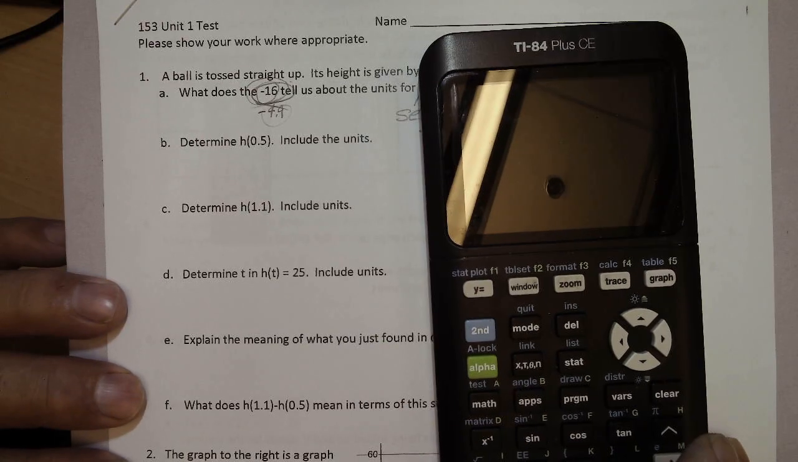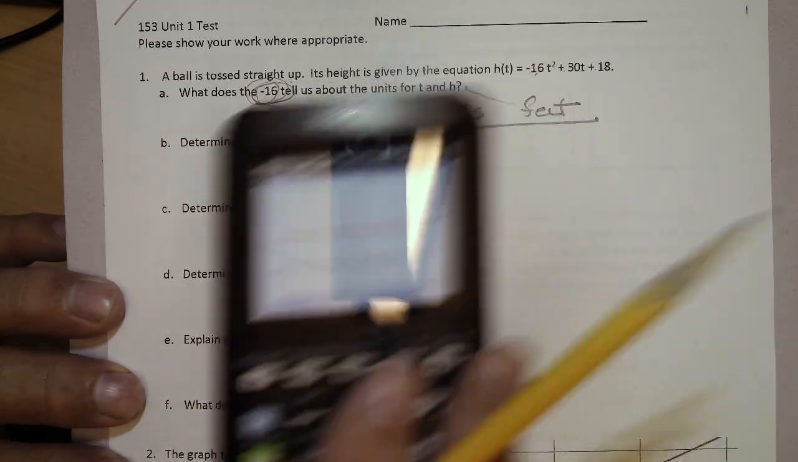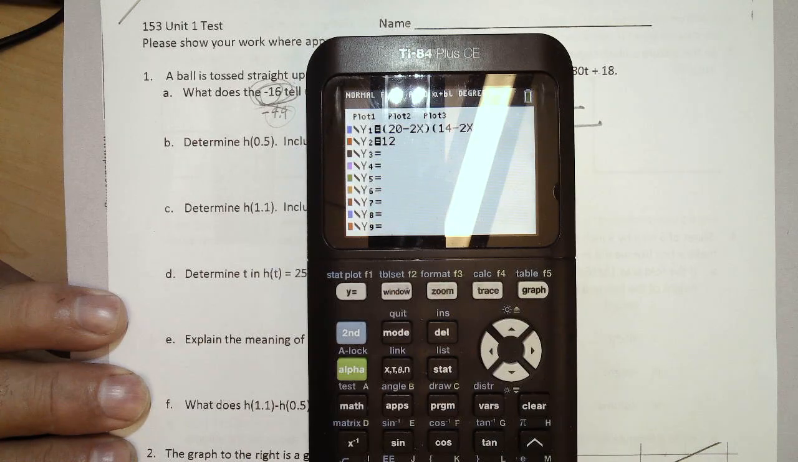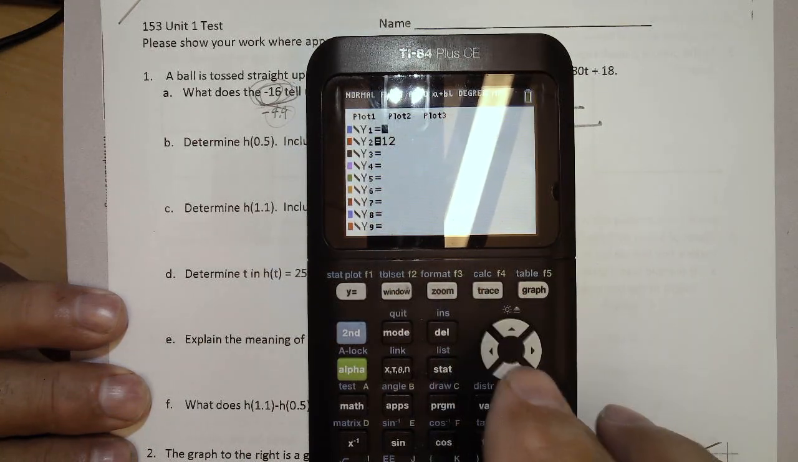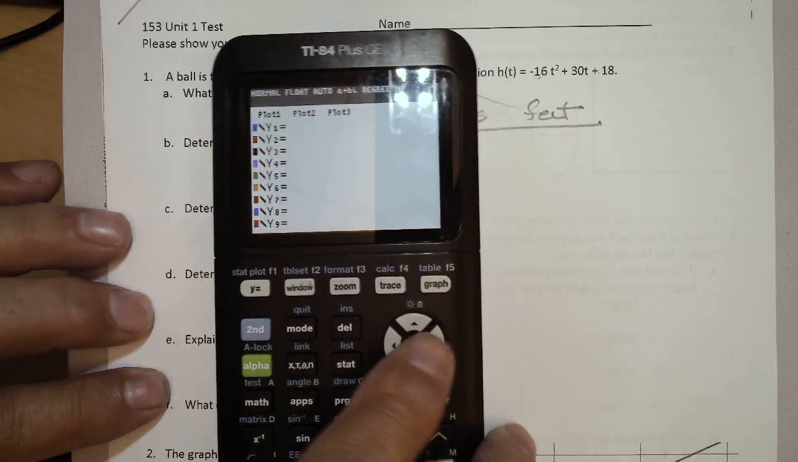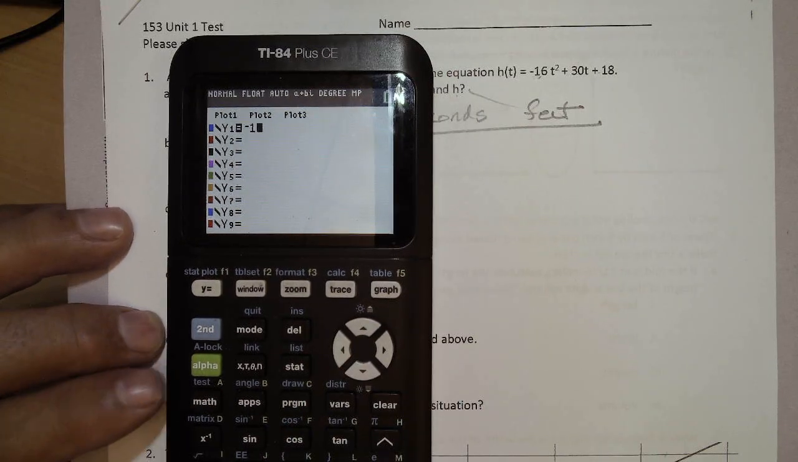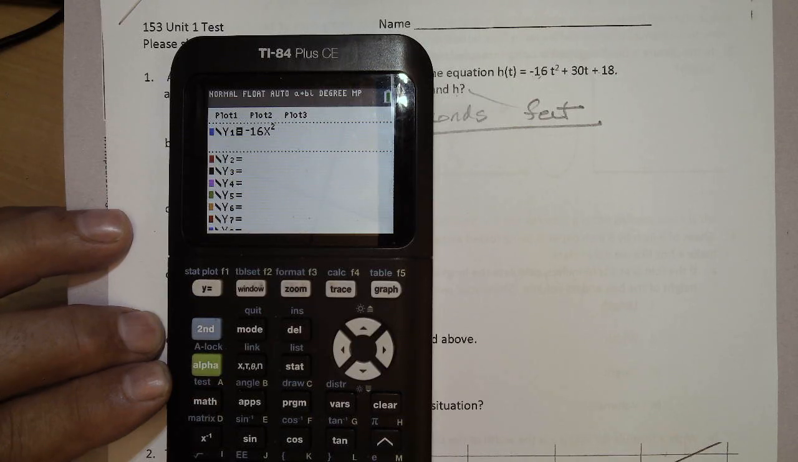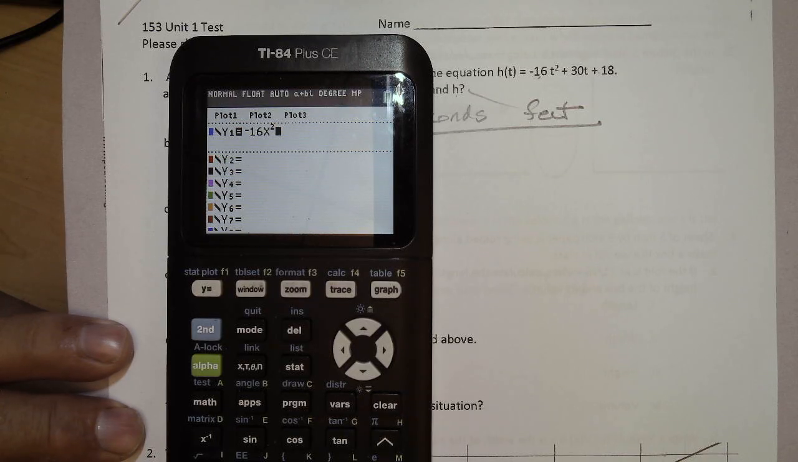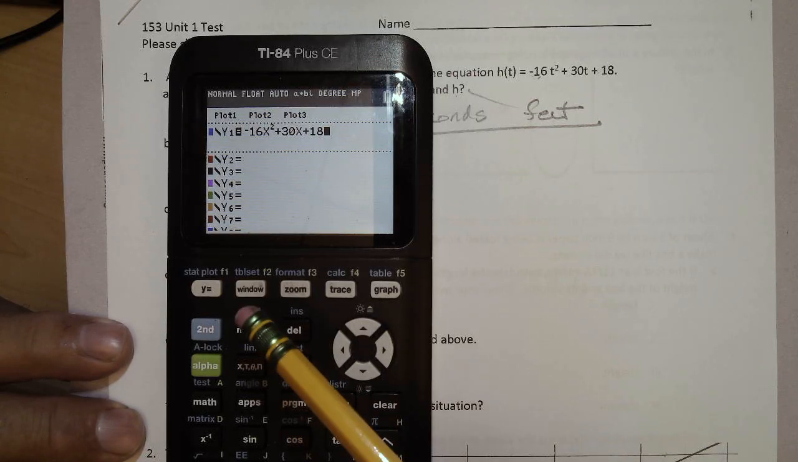Now it says find the height at different times. I'll do this on a calculator. You can type in this equation with 0.5 in for the t's, but I like to type it in here. I'll type in negative 16, x squared. If you use Desmos, you can type it in there with t or x. Plus 30x plus 18.